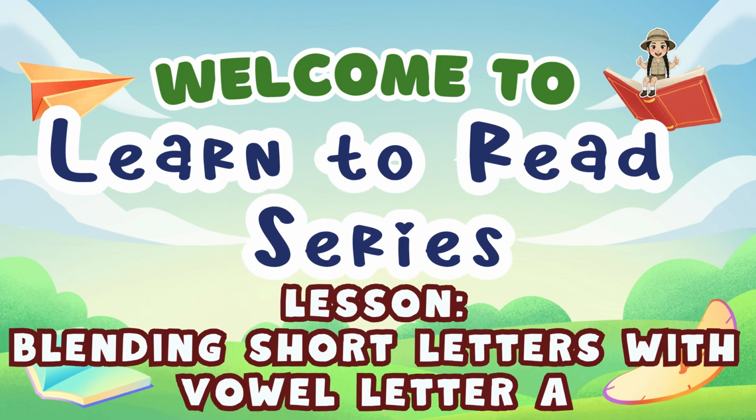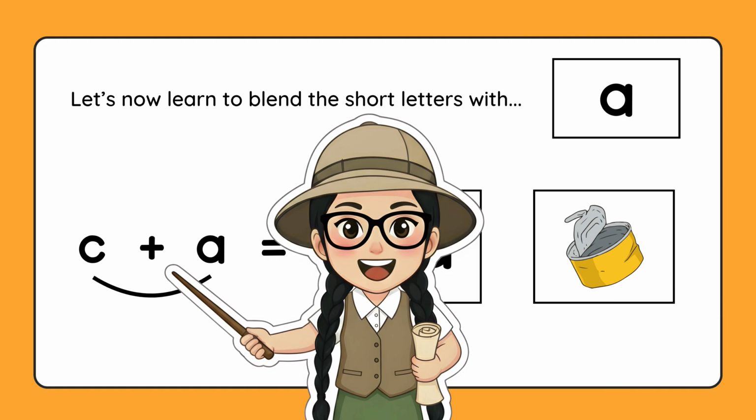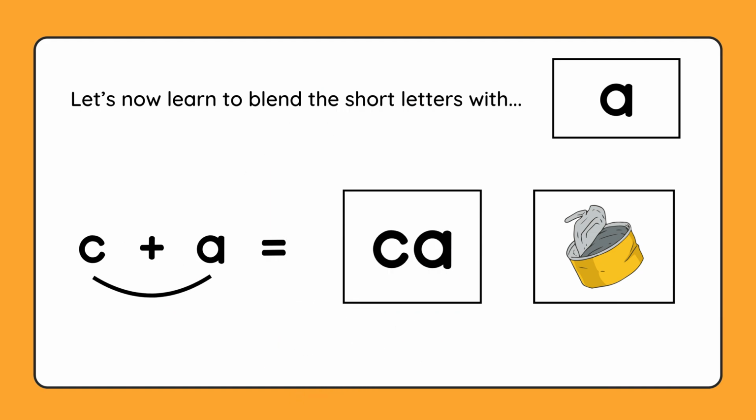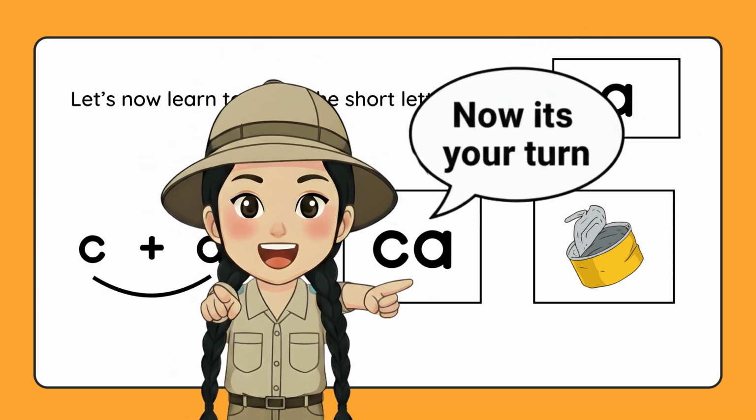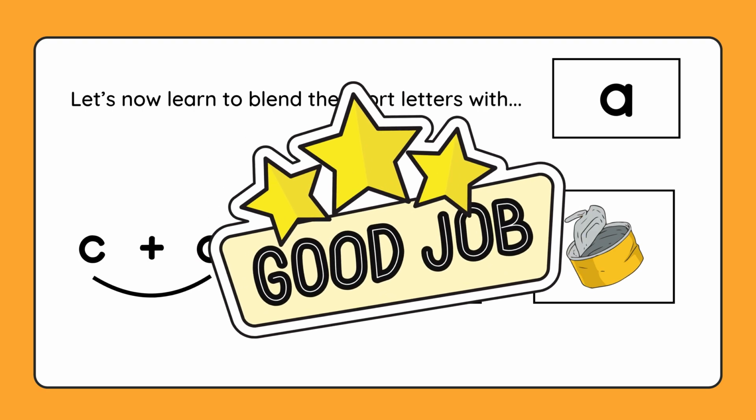Our lesson for today, blending short letters with vowel letter A. Let's learn to blend letter C with letter A. K, A, ka, can. Now it's your turn. Good job!